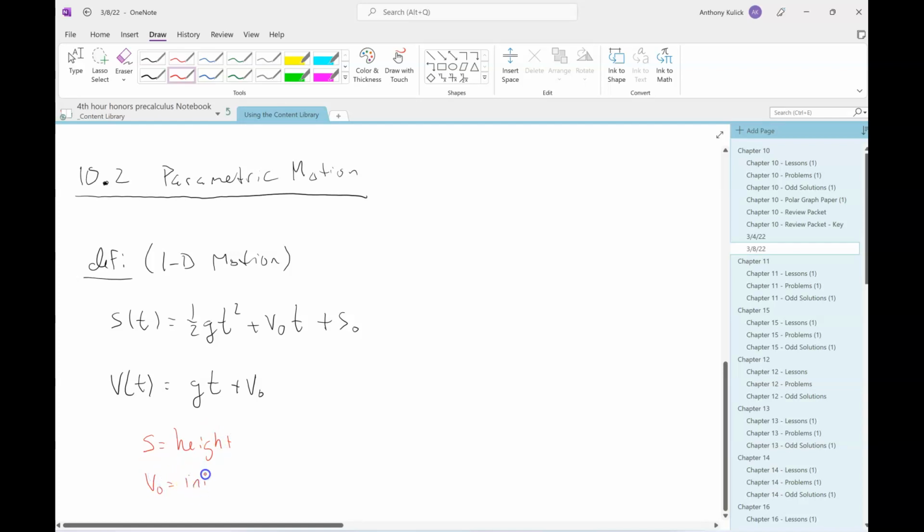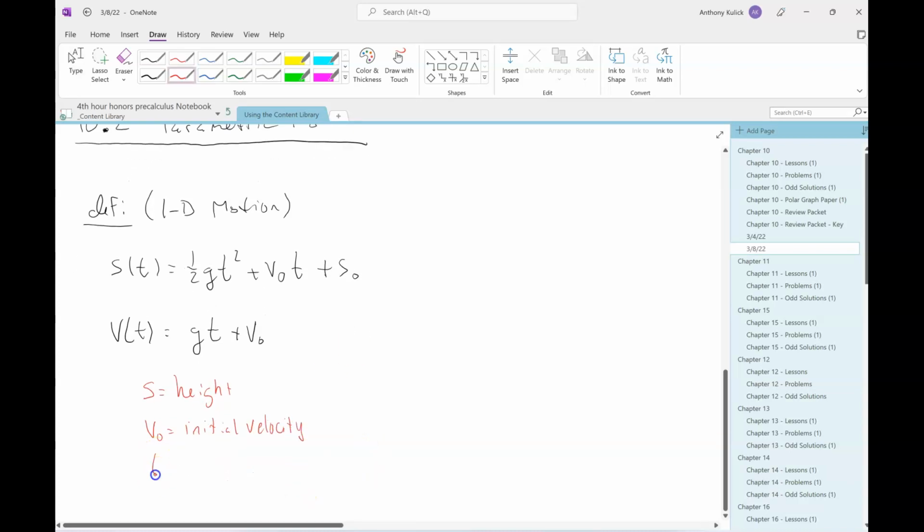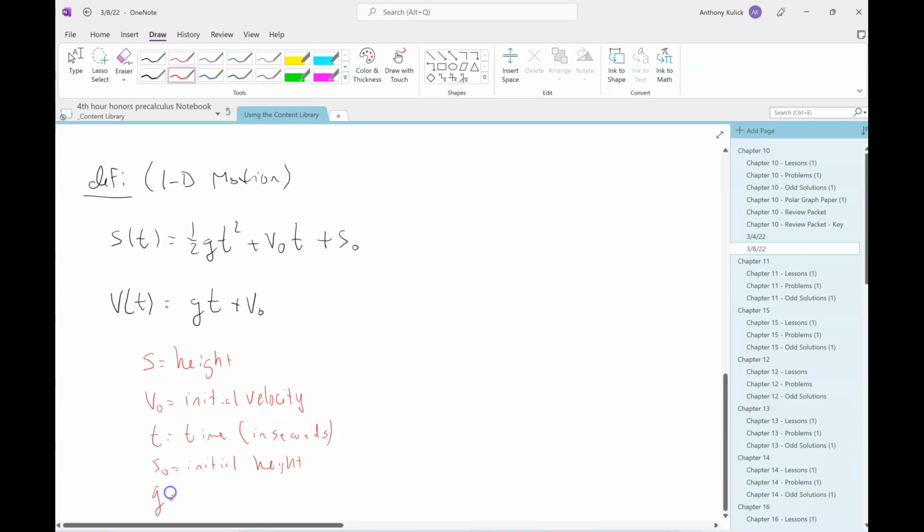V naught is initial velocity. T is time, usually in seconds, and it's going to act as our parameter. S naught is our initial height. And G is our gravitational constant. Typically in this class, we're going to be working in English units, so our gravitational constant in feet per second squared is -32.